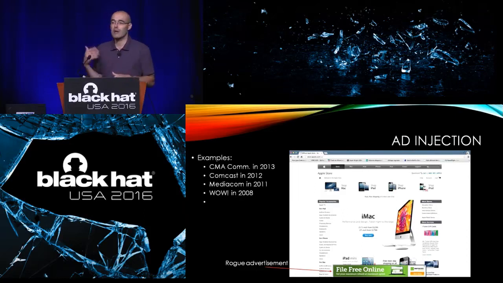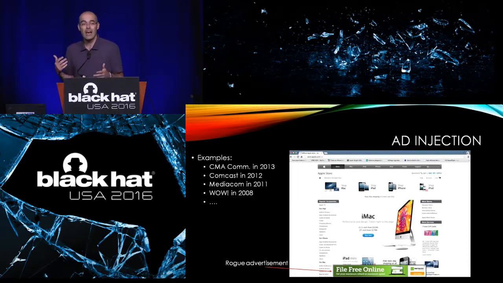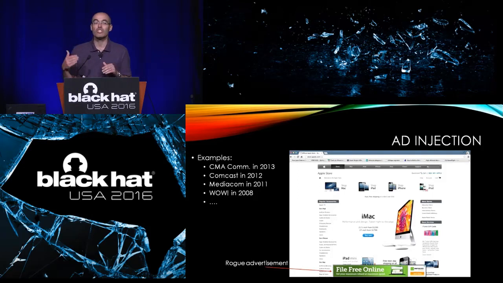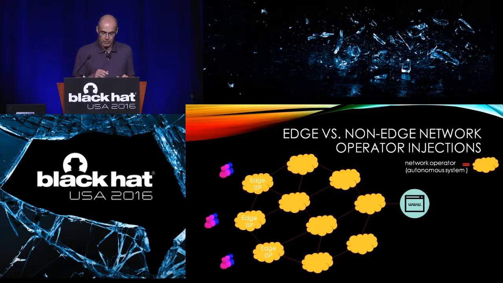And actually, over the past few years, several ISPs have been identified to inject advertisement to their customers. And the thing is that in all of those instances, the ISP which injected advertisement was always the edge ISP, meaning the ISP that was closest to the client. It was its first hop to the internet. And let me just illustrate this for you.